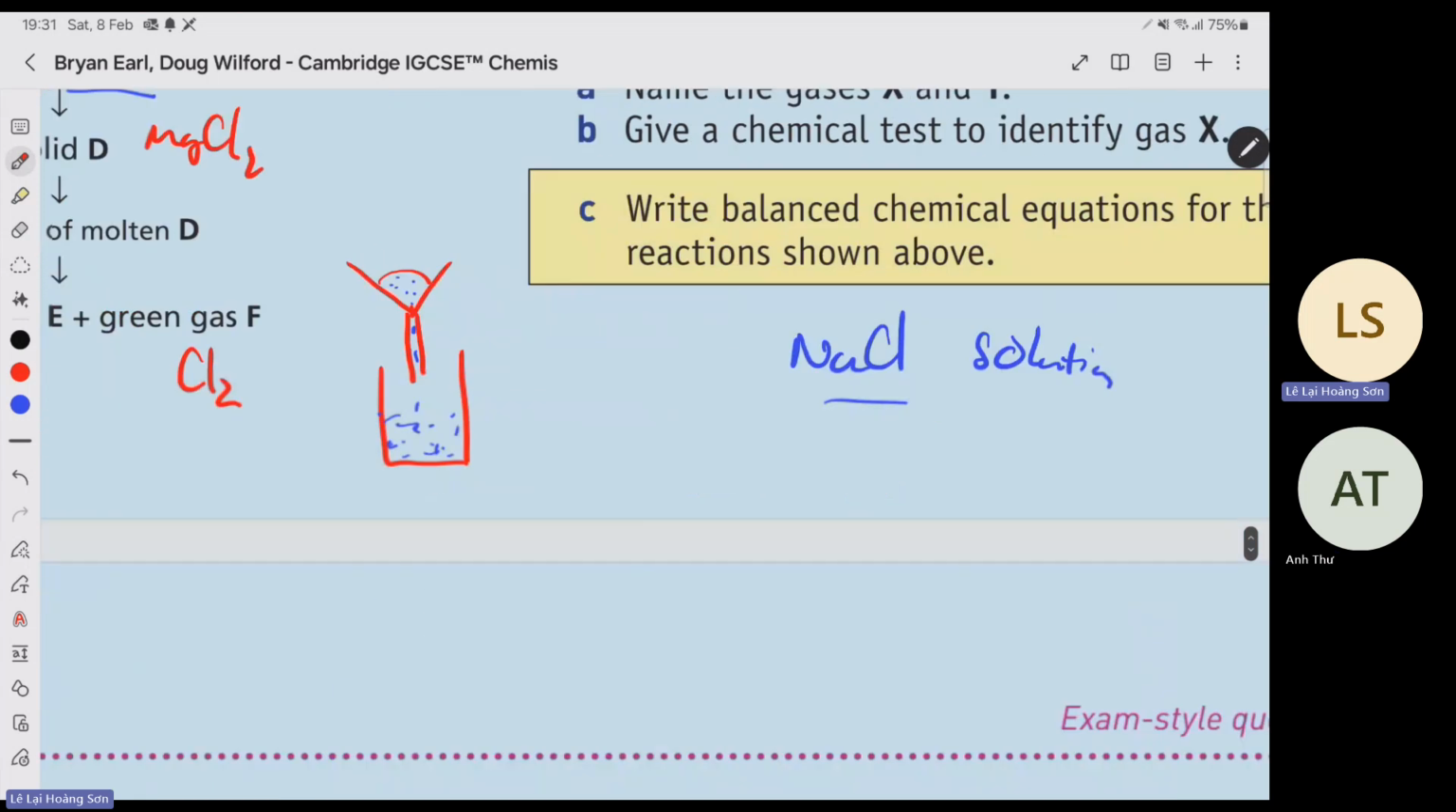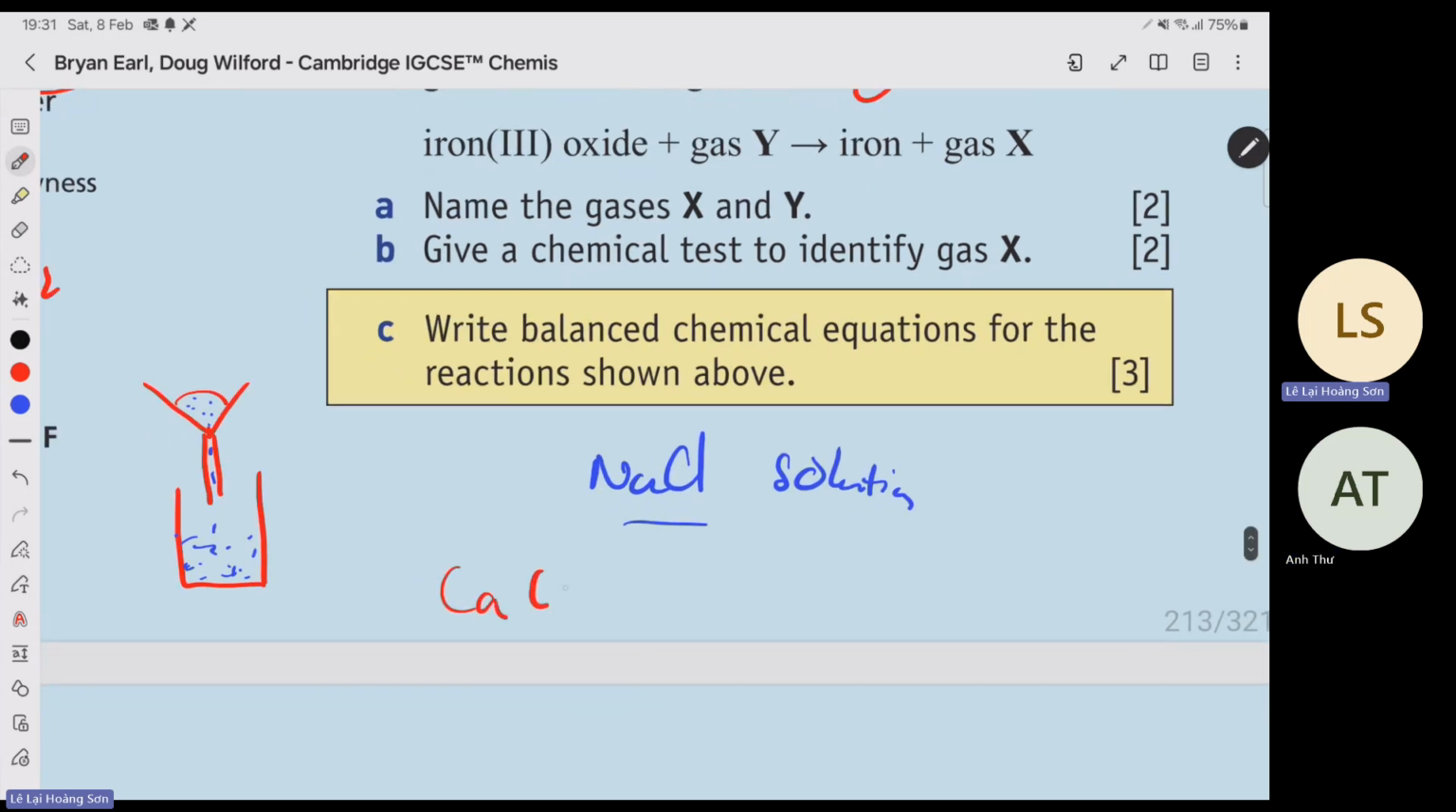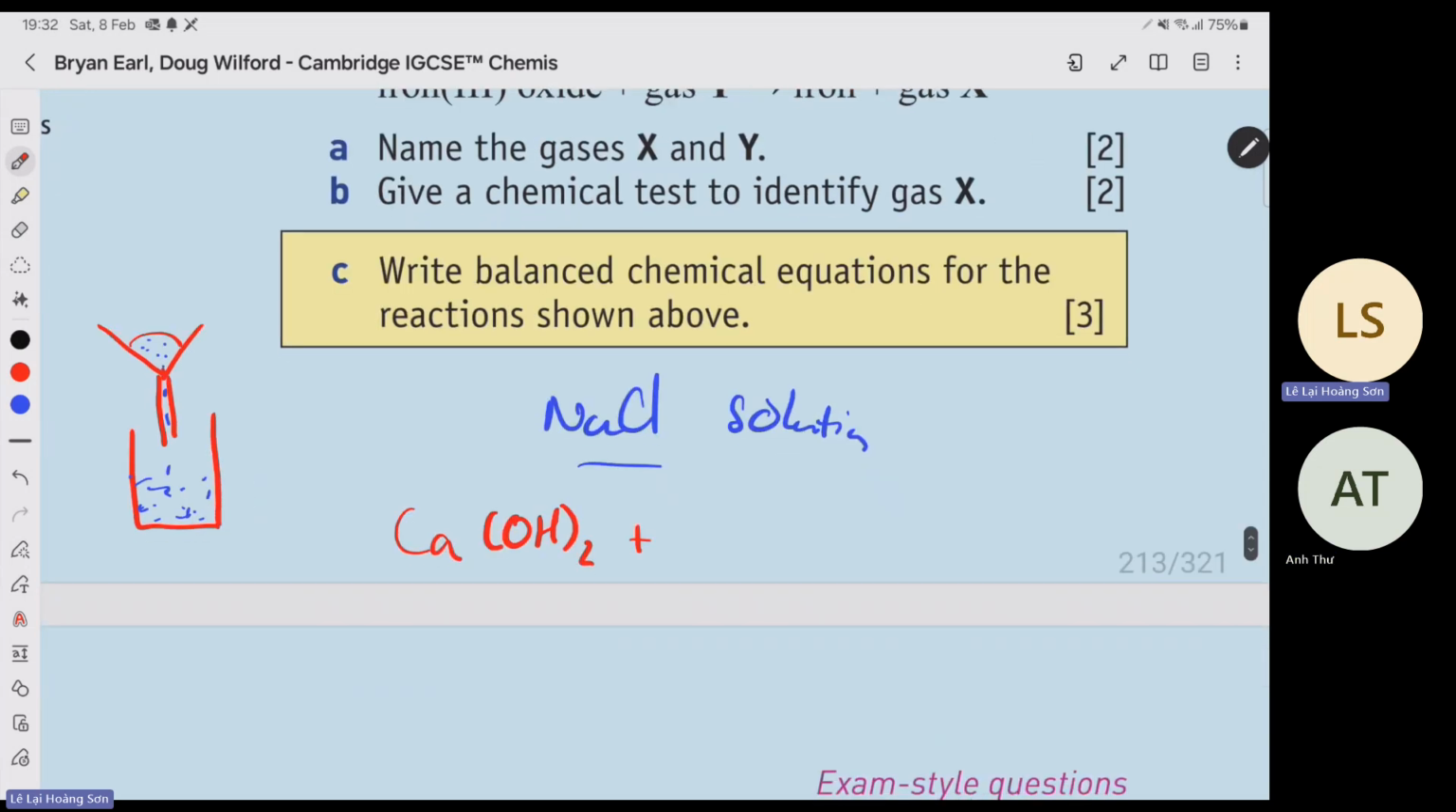What kind of reaction do you use to detect the presence of carbon dioxide? We're going to use calcium hydroxide, right? We bubble carbon dioxide through the solution of calcium hydroxide. What's going to be your observation? It will be a white precipitate of what?